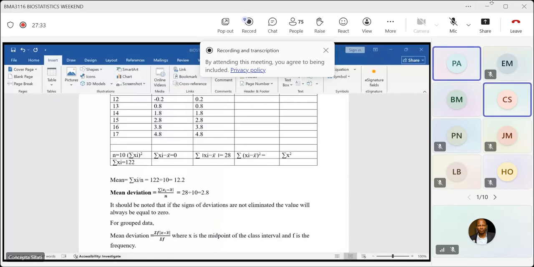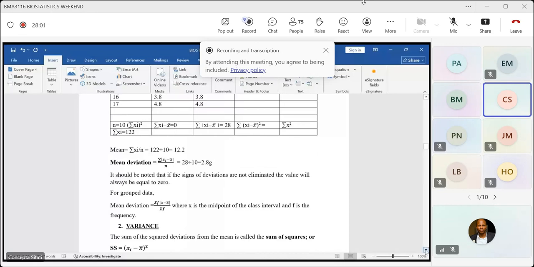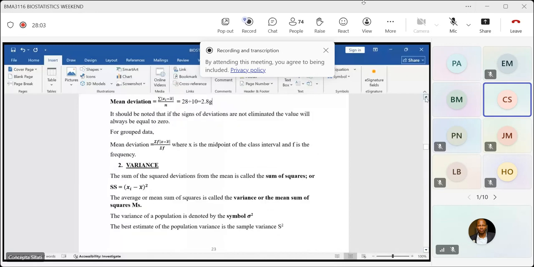Right, let's continue. So that is 2.8, and we said it's 80 in grams, isn't it? Now, what I'm going to say we have already seen here. It should be noted that if the signs of deviations are not eliminated, the value will always equal 0. I have mentioned something here for grouped data, but of course, I don't usually give students grouped data for this unless I forget.